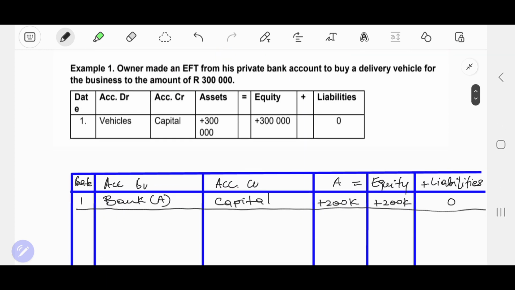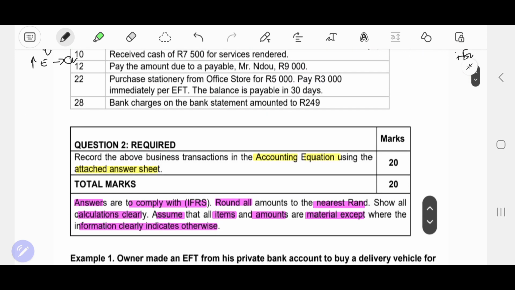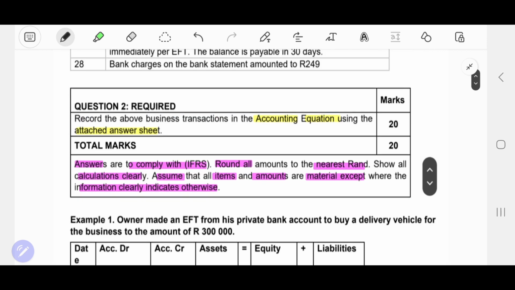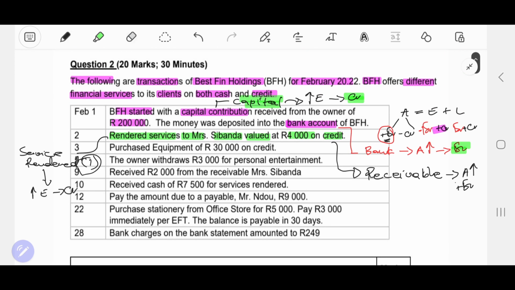So you come back here, you record. You are going to debit the asset receivable, and then you credit services rendered. And how much? It's 40,000. So that means that our assets are going to increase, and then our equity is also going to increase. Nothing affects liabilities. On to the next one.